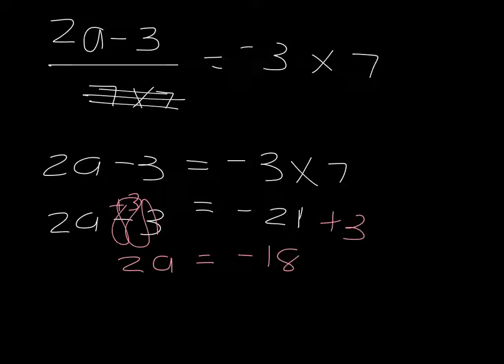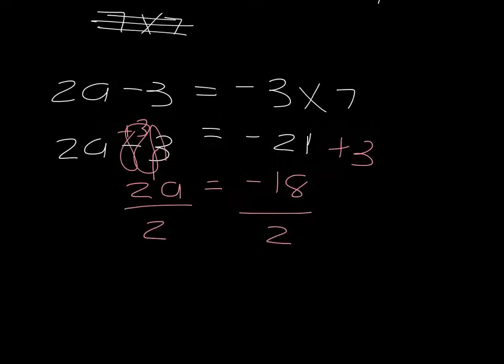Now we want to get rid of this 2 next to the a, so we divide it by 2, divided by 2, and we have to divide him by 2. Let's move these up. Please move these up for me, thank you. And so those two cross each other out, so we're left with a. 2 goes into -18, -9 times. So our answer is -9.